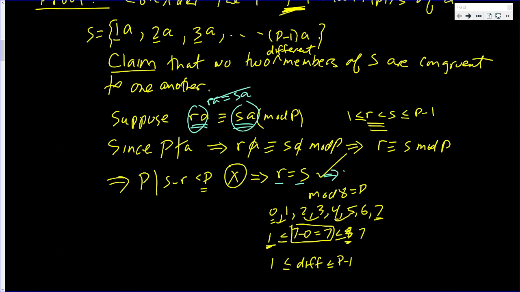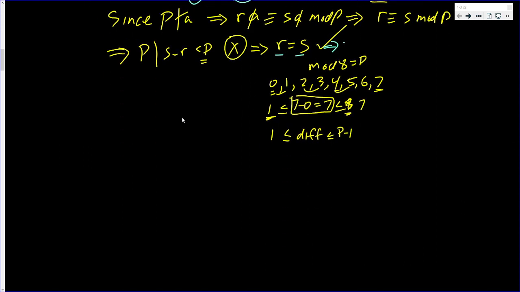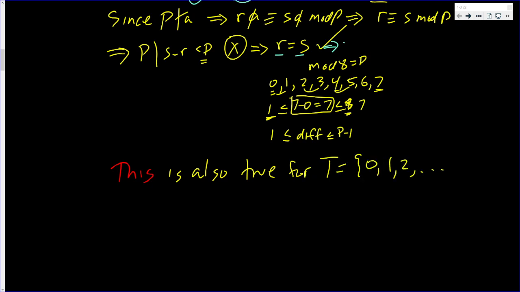Okay, so what do we have? We have that these are P minus 1 elements, and in mod P no two are equal. But you know what? There's another set. This is also true for the set T, which is 1 and 2 up to P minus 1.